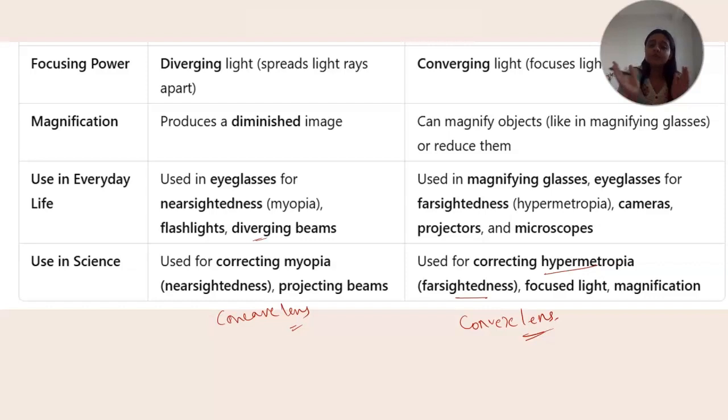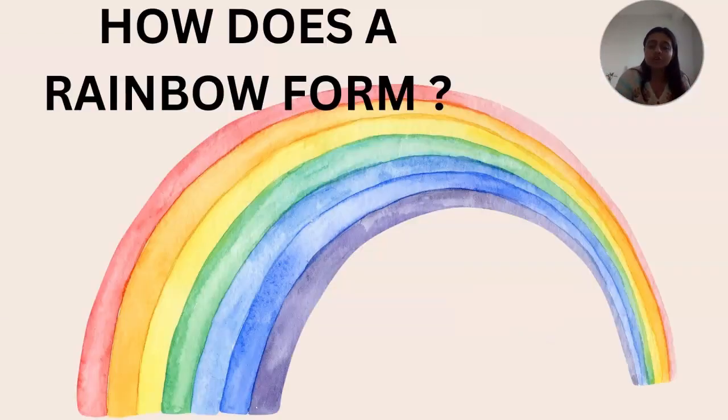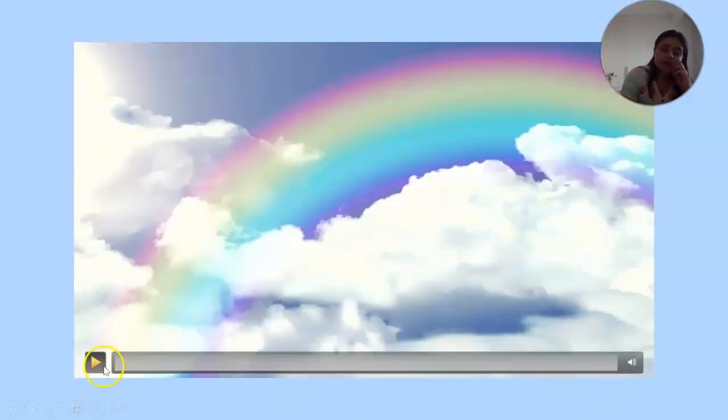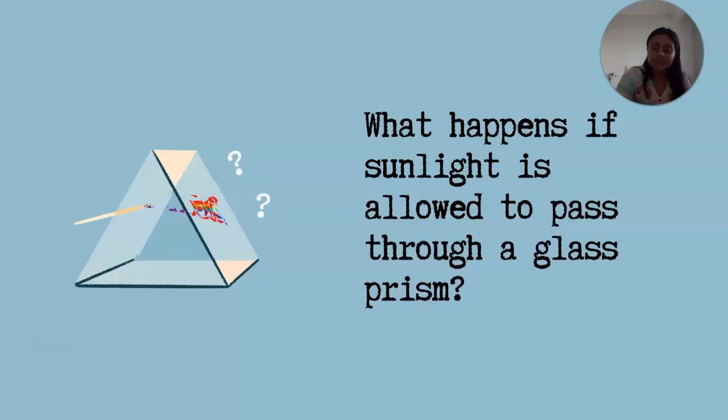Now, apart from spherical mirrors and lenses, there is one more portion you are going to study, which is the rainbow. Have you ever wondered how a rainbow forms? We already know that when it rains, the rainbow comes out. But actually, when it rains and there is also sunlight, when both the sunlight and the rain are there, the rainbow comes out. But how does the rainbow form? We are going to see that.